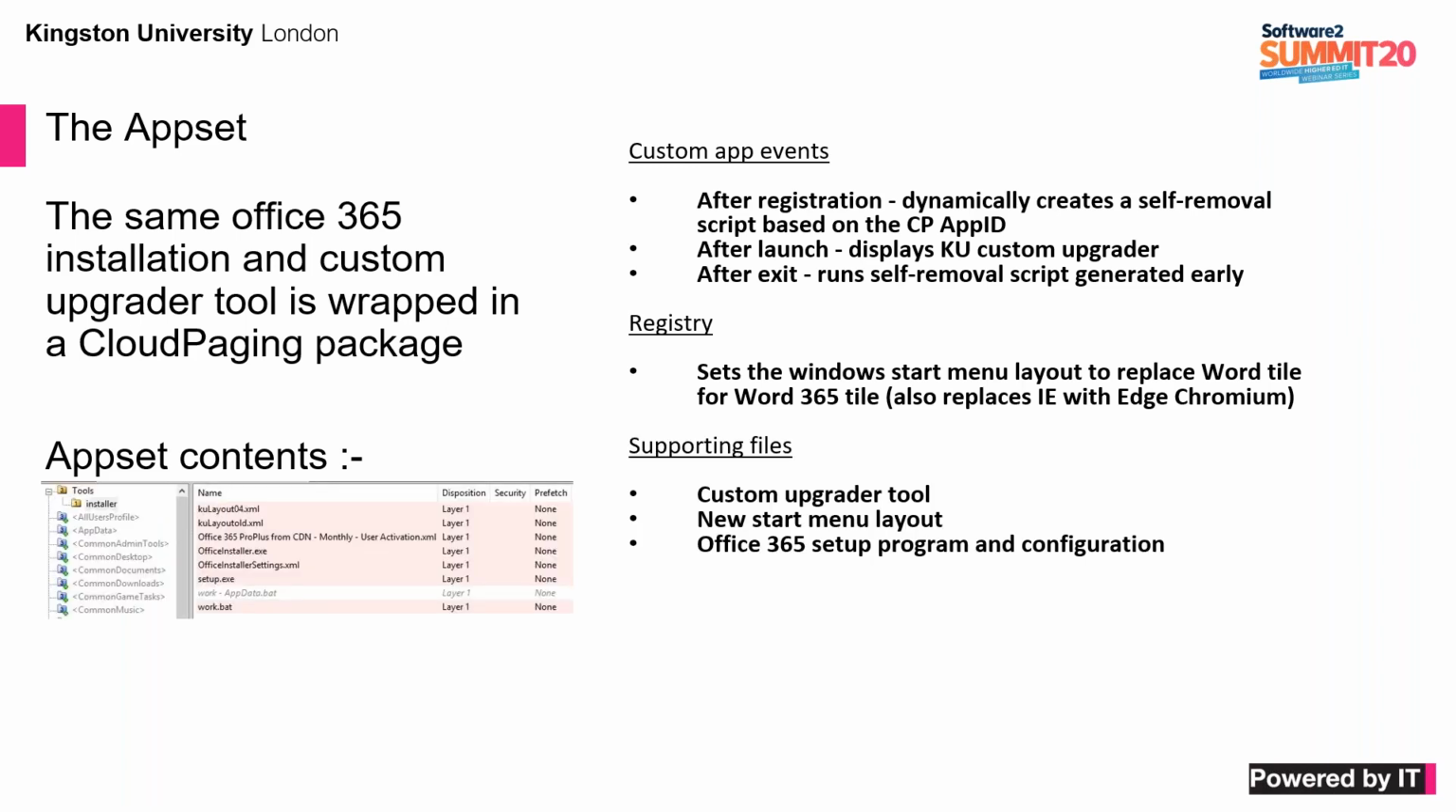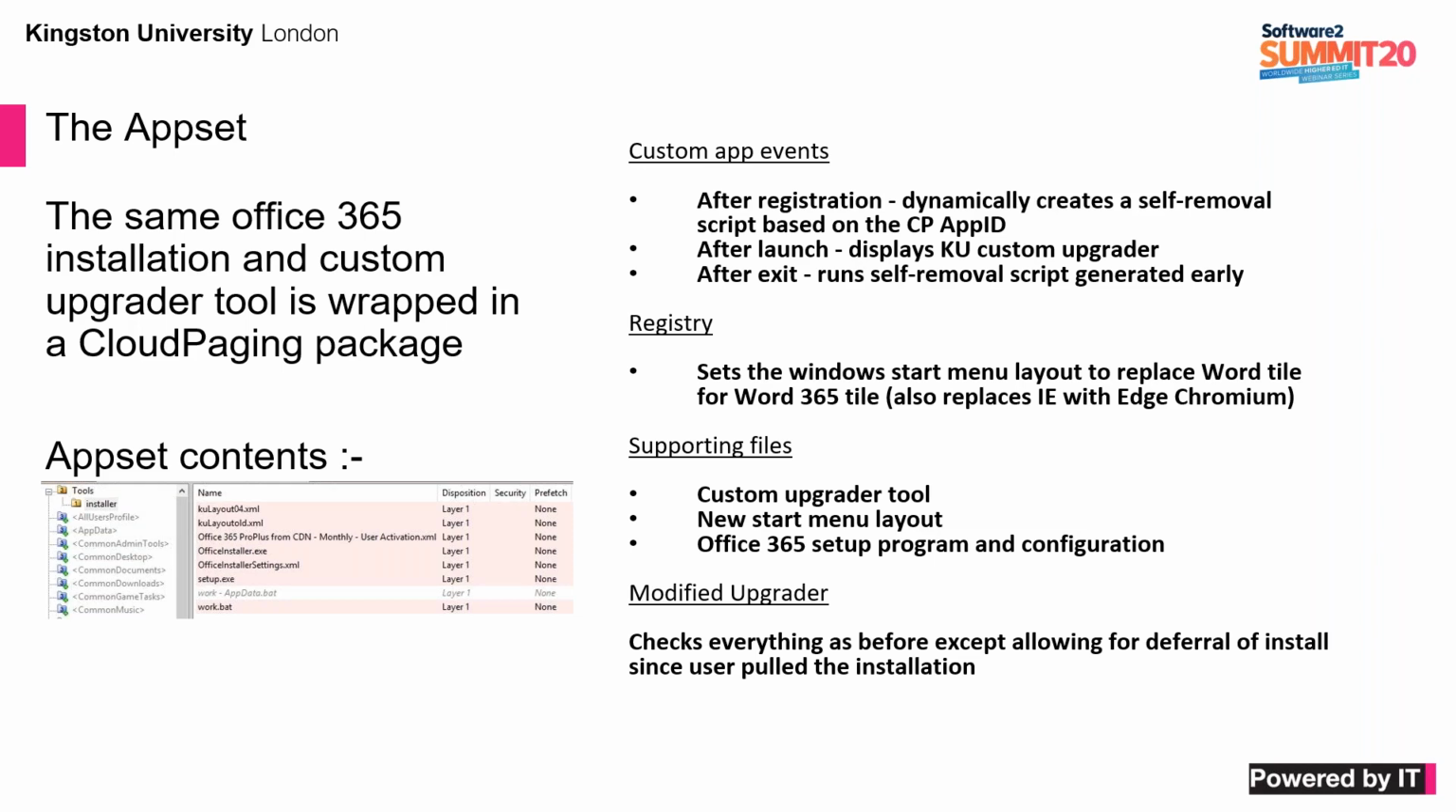And then the app set also contains our supporting files. So our custom upgrader, our start menu XML layout, KU layout of 04.xml, as well as the standard Office 365 setup program and an Office configuration file, which takes all the files from Microsoft CDN, which means we're not pulling stuff from on-premises. We're fully using Microsoft CDN to deploy Office 365.